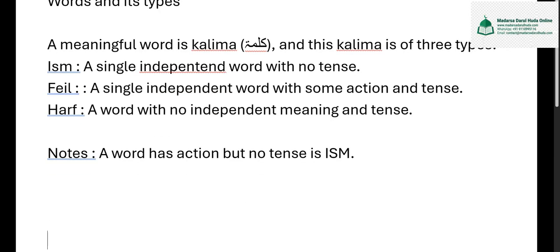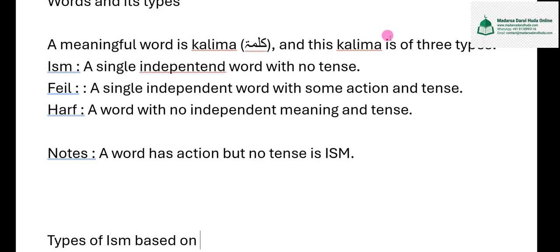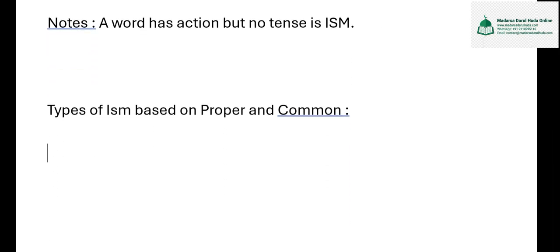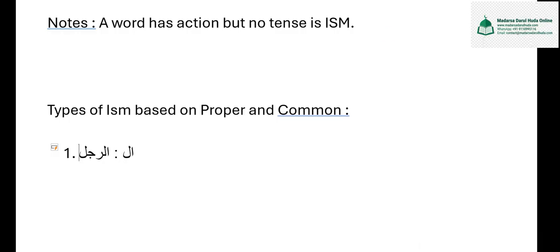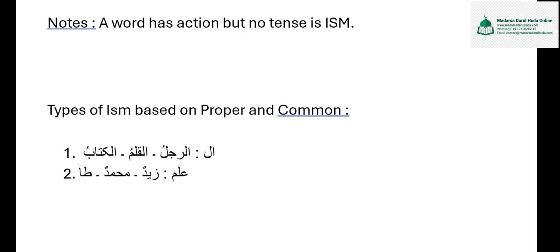Then types of ism based on proper and common. One is a word having alif lam, like ar-rajulu, a specific man, al-qalamu, a specific pen, al-kitabu, a specific book. Then we have alam. Alam means name, like Zaidun is a name, Muhammadun is a name, Fatimatu, Zainabu.